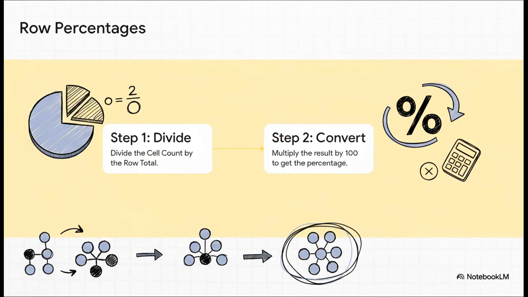Let's start with row percentages. This calculation answers a very specific question. Within each gender group, what's the preference? We're looking at the men and women separately. The formula couldn't be simpler. You just take the number in any box, divide it by the total for that row, and then multiply by 100 to get the percentage.